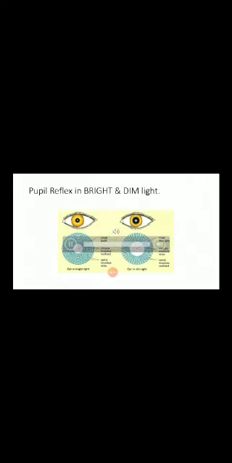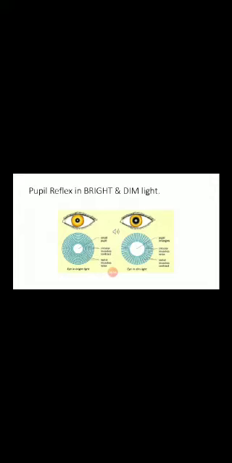Dear students, now we are going to study the reflex in bright and dim light, how the eye behaves. The iris, which is the extension of the choroid on the front side of the eyeball, has a small hole called the pupil. It is made up of two sets of muscle, the circular muscle and the radial muscle.